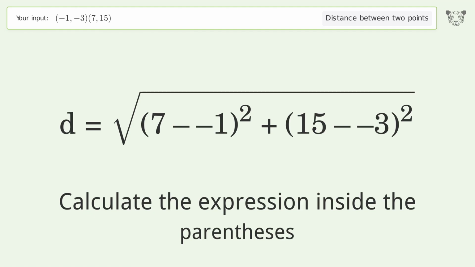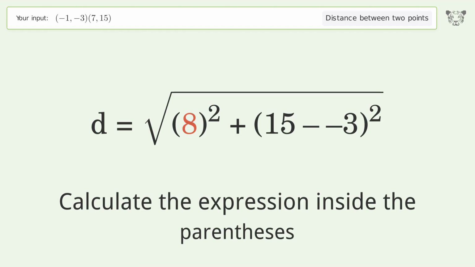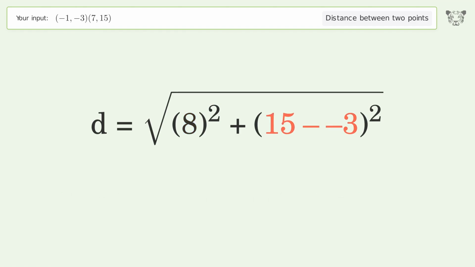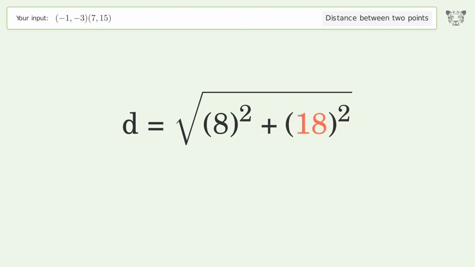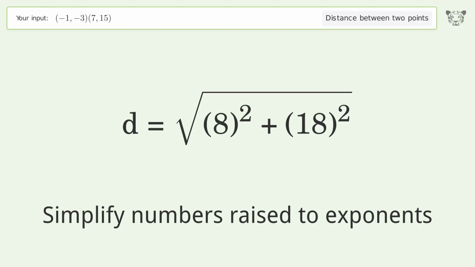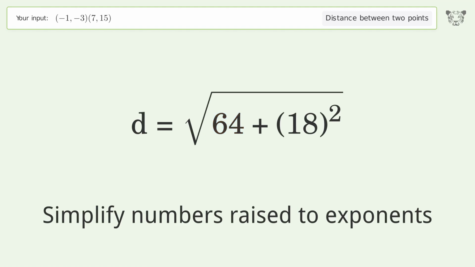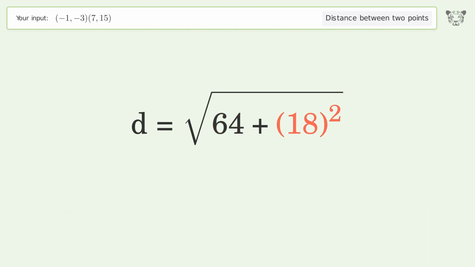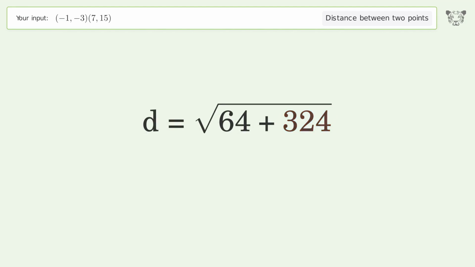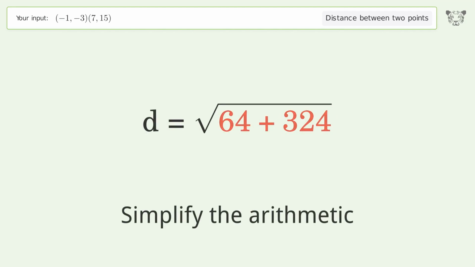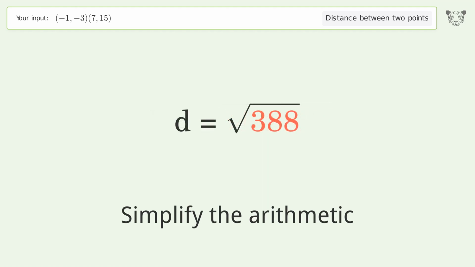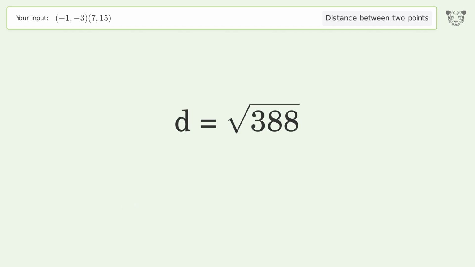Calculate the expression inside the parentheses. Simplify numbers raised to exponents. Simplify the arithmetic. And so the distance between the 2 points is the square root of 388, or 19.698.